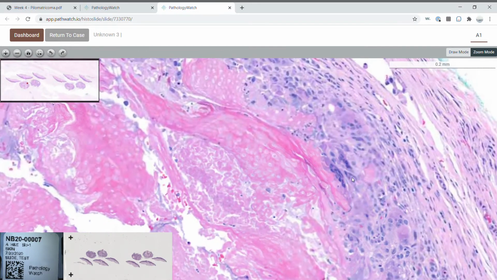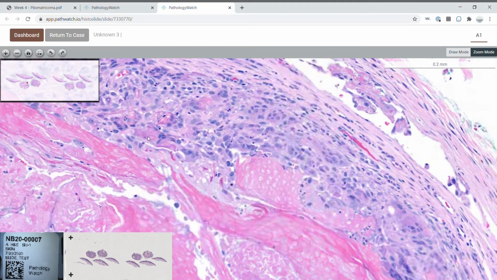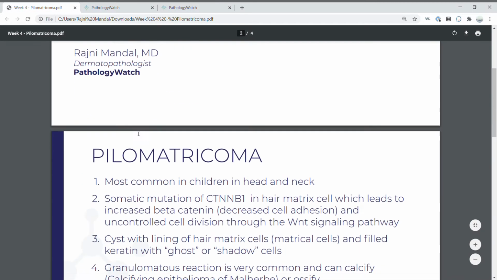The surrounding area is granulomatous inflammation with multinucleated giant cells, and sometimes you can see keratin within the cytoplasm of the giant cells. Here are your 5 flashbacks for today.